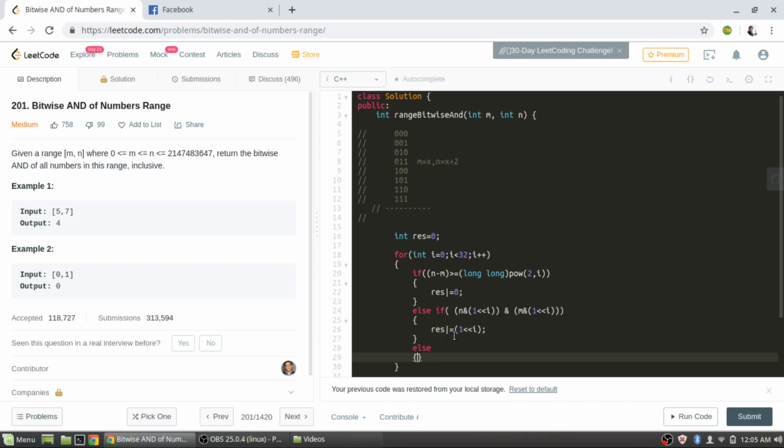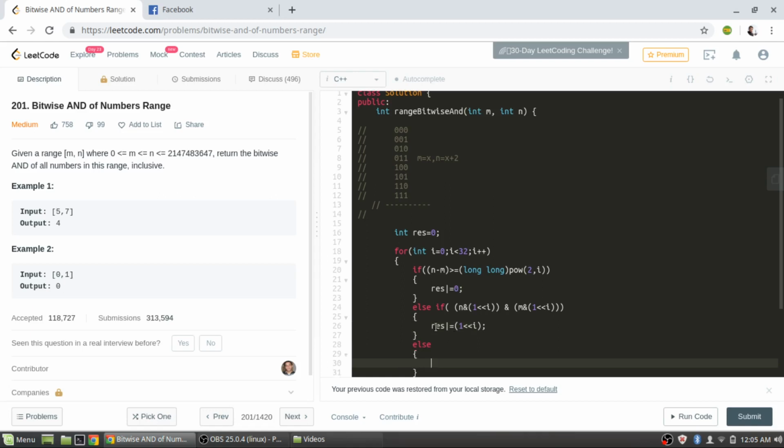And if this is not the case, then we only have 3 cases. So what are the 3 cases? n and m can lie in the 1st block, which means n and m will be in this 1 block. I'm writing it row-wise, but it's actually column-wise. So we have some pattern of 0s, then some of 1s, then 0s, then 1s, like this, in every column. So if this is not the case, then we have 3 cases.